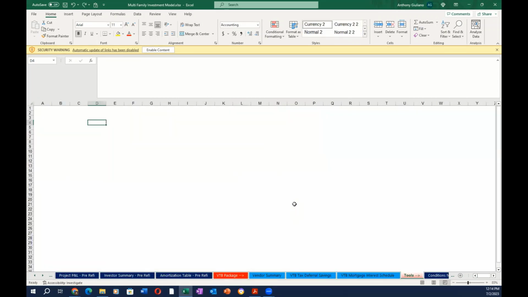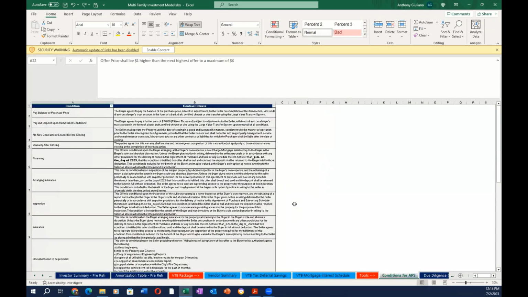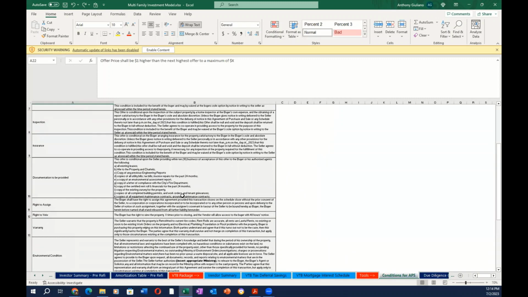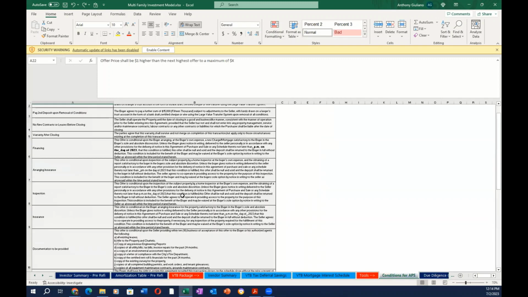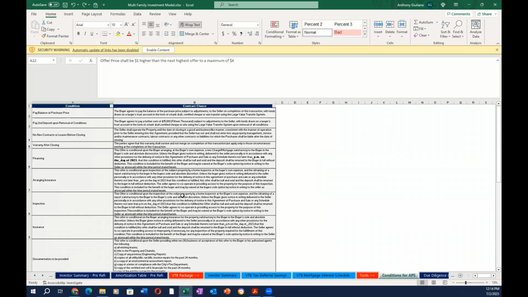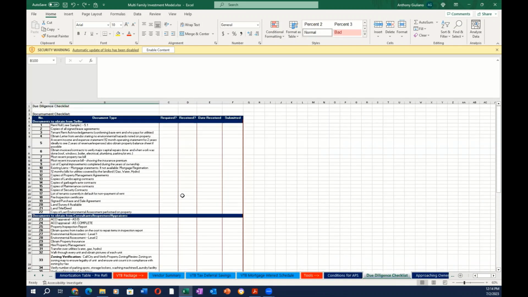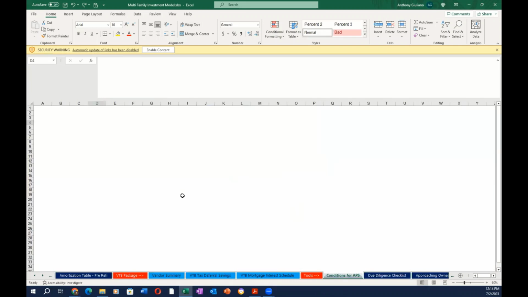Finally, I have a couple of additional sections here where you might want to go through some clauses. These are some due diligence clauses that you'll have on the purchase of a multifamily building, and a quick due diligence checklist of documents you might want to obtain.